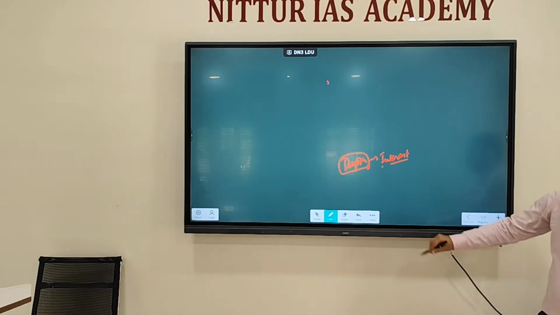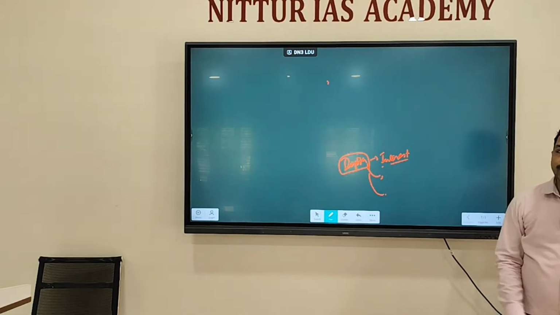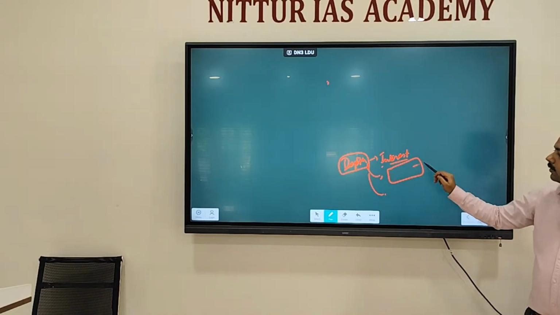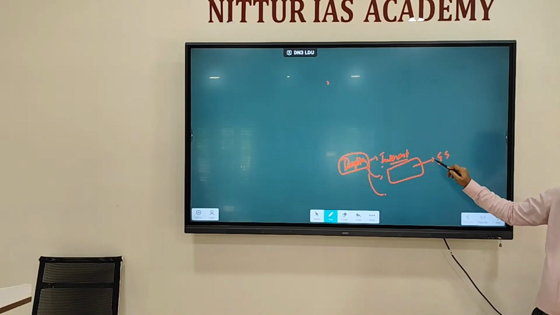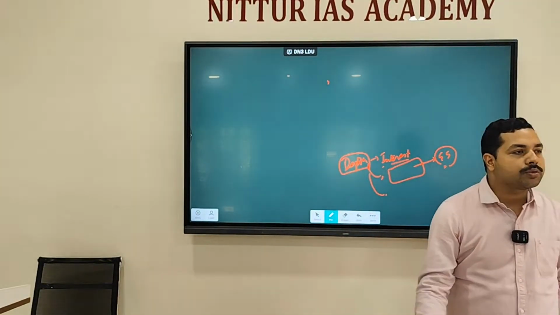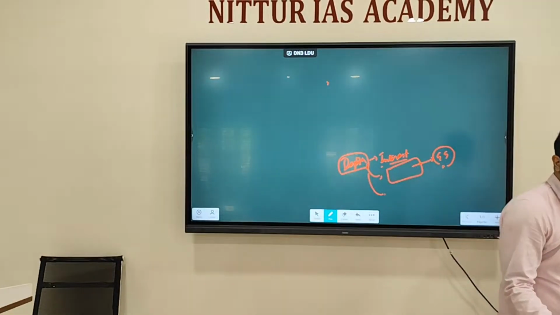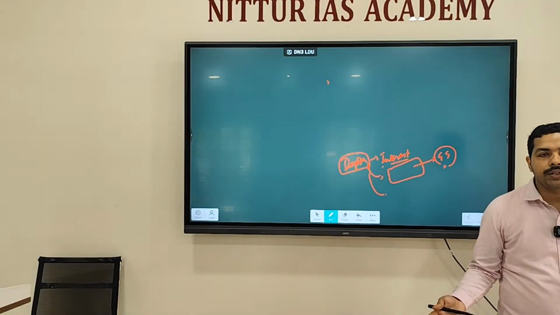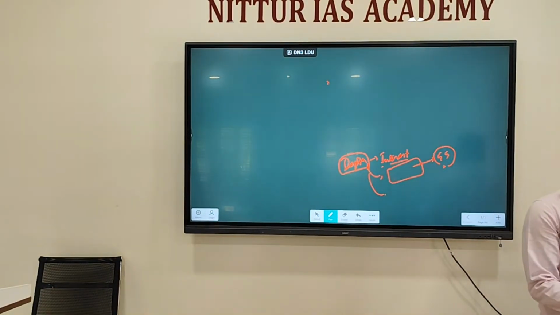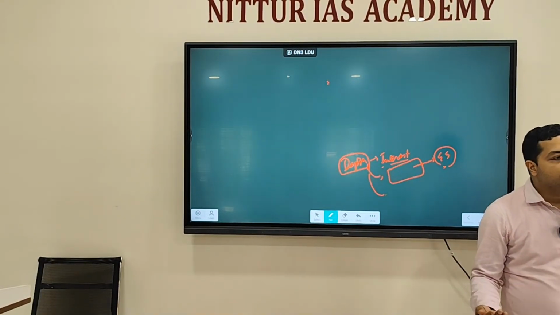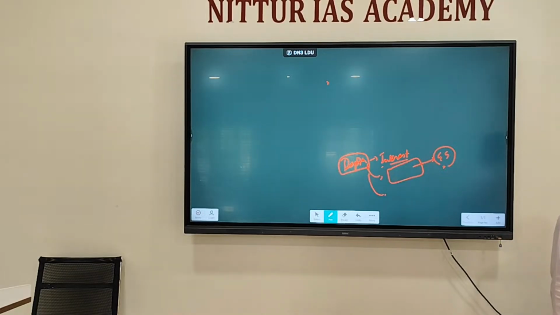Second thing, while choosing optional, if you are not sure which to choose, you can see which optional has more coverage in GS also. Because if you are covering optional, automatically GS portion is also covered. Let's say geography, if you take it as an optional, GS portion will be covered. Like sociology, you'll be covering Indian society also. Clear? Indian society is a part of your GS paper 1.